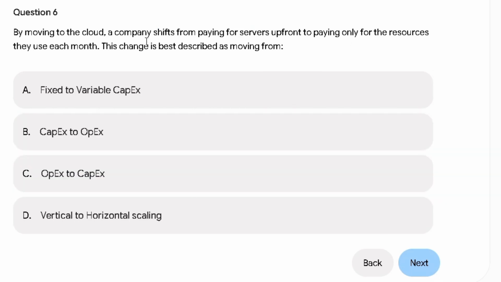Next, question number 6. By moving to the cloud, a company shifts from paying for servers upfront to paying only for the resources they use each month.